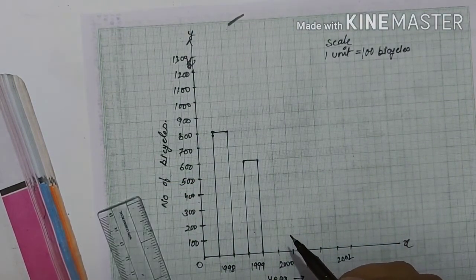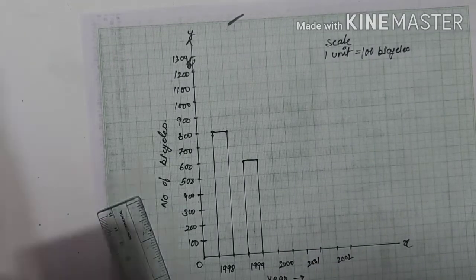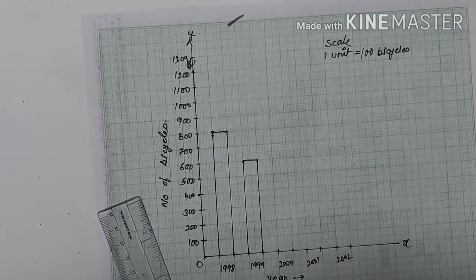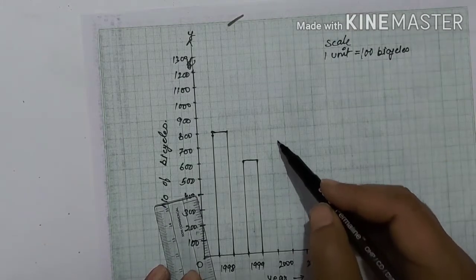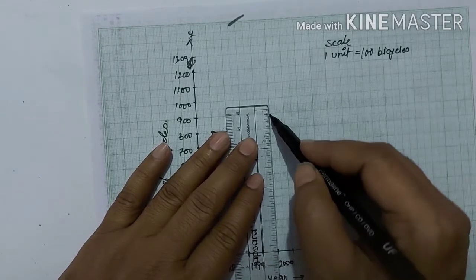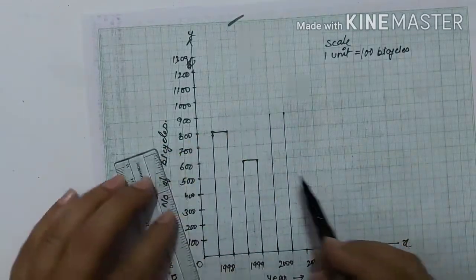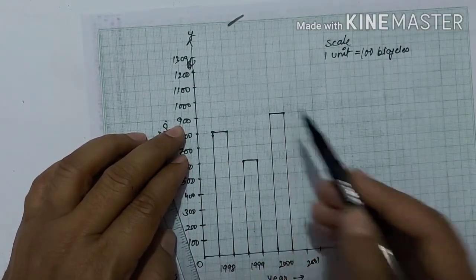Next, 2000. In 2000 the number of bicycles is 900. You see that 2000 has 900 bicycles. So you have to draw 900. 1 2 3 4 5 6 7 8 9. After 9 blocks, you do not need to count the blocks, you can find the line here is 900.